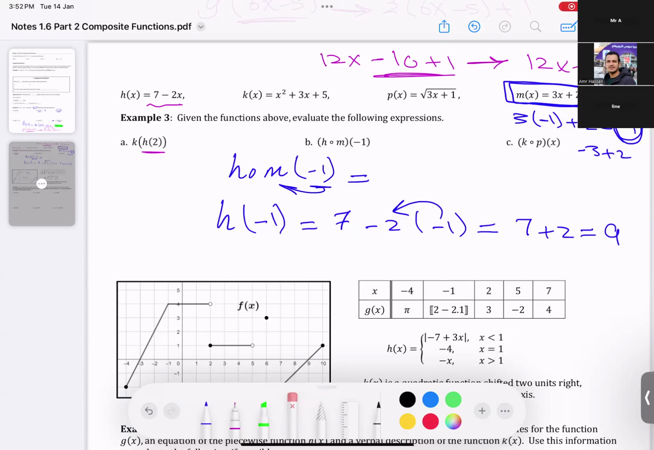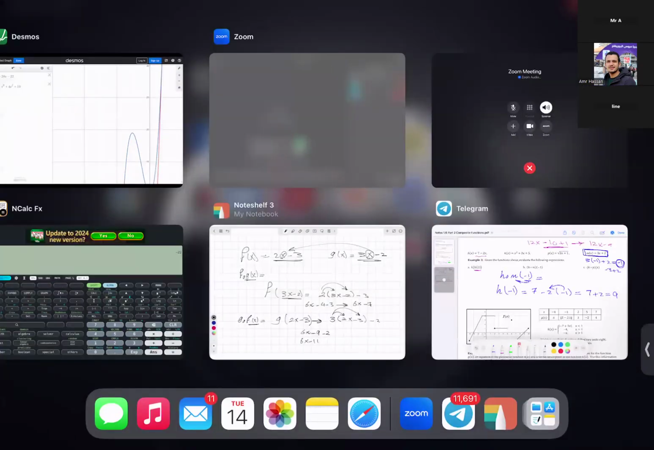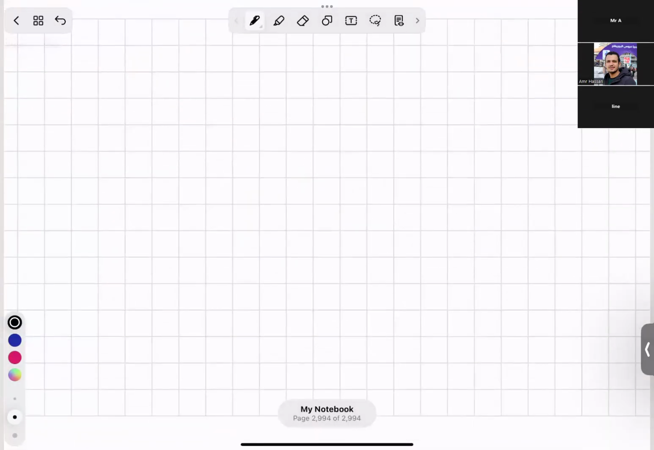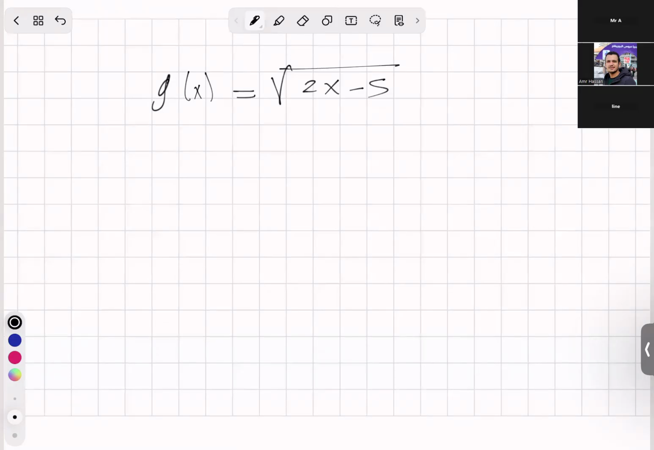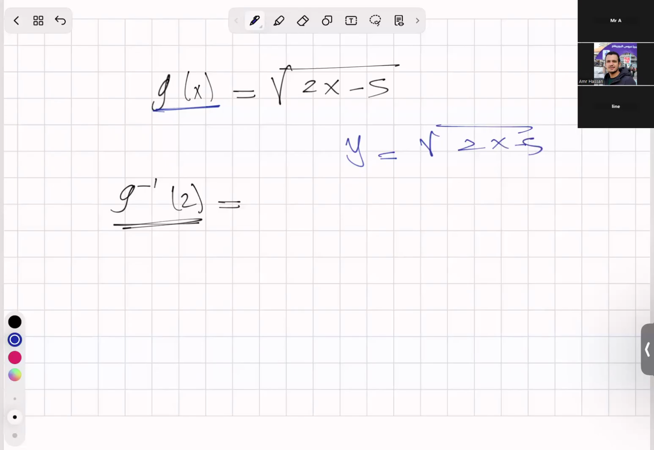As I told you, for example, look at this one. If you get something like g of x, and this one looks like the square root of 2x minus 5, and I need to find out, for example, the inverse function of 2. So it makes sense. I need to find out the inverse function first, right? So I need to change it into y, which equals the square root of 2x minus 5, right? And then I need to change x into y, and y into x, like what we have learned before.